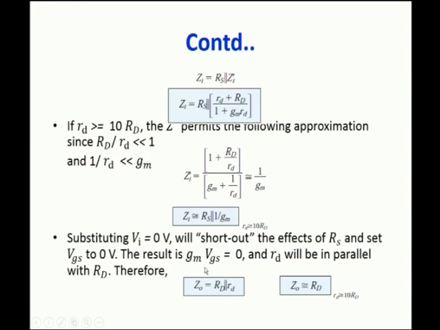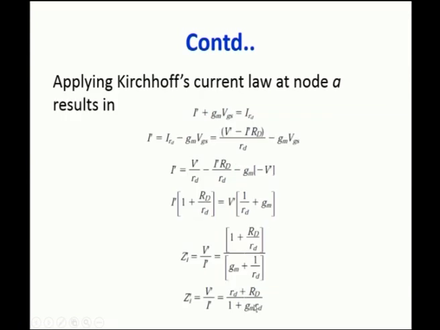Okay, then we have to calculate the output impedance. How will you calculate it? The input voltage is considered to be 0, and so the effect of RS is shorted out, and set VGS equal to 0, because Vi is equal to VGS in the previous case. So VGS now becomes 0, the result is gm VGS is also 0, and rd will be in parallel with capital RD.